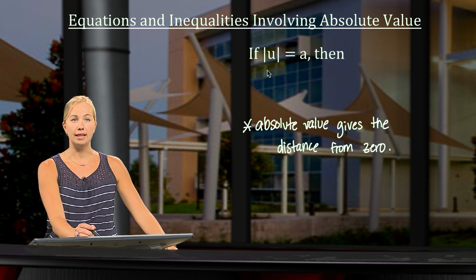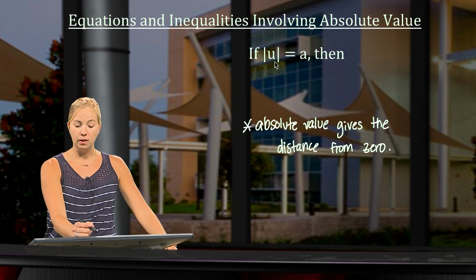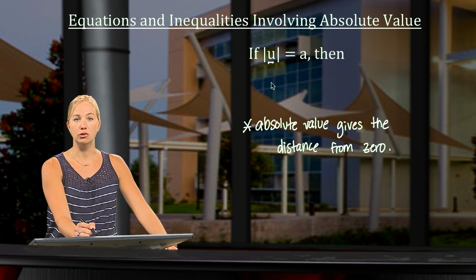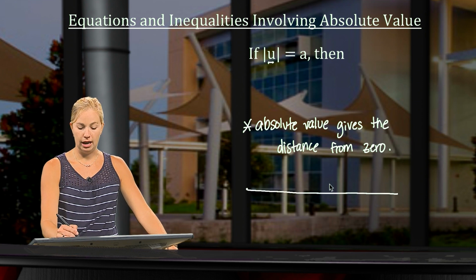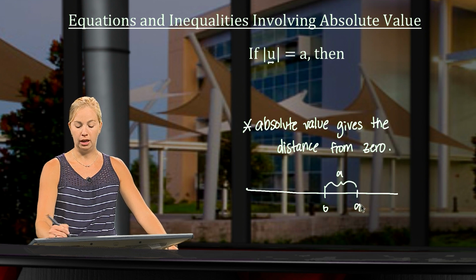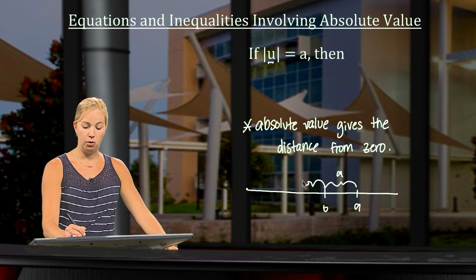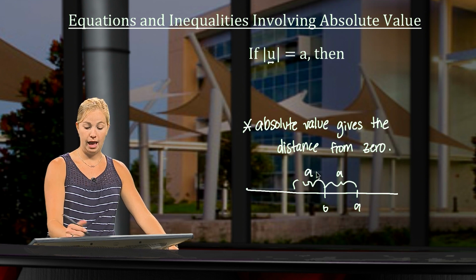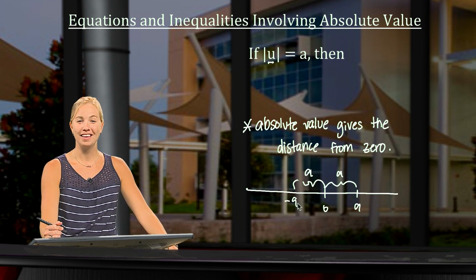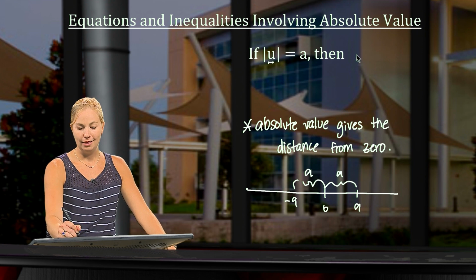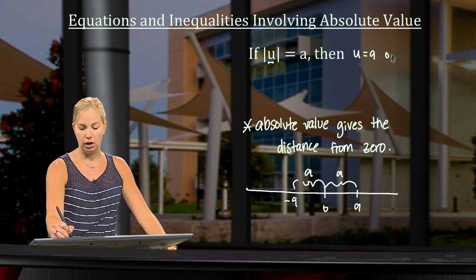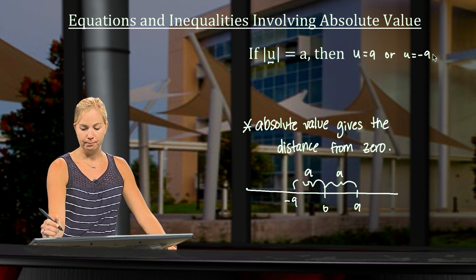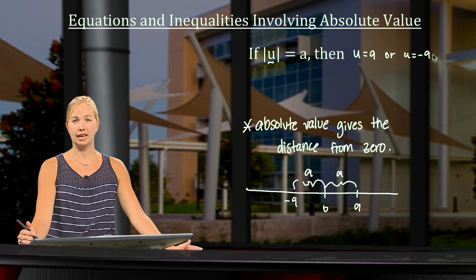So if I look at this statement, the absolute value of u equals a, what this is saying is that u is a units from 0. Looking at a number line here, 0, I can go a units to the right, putting us at positive a, or I can go a units to the left, putting us at negative a. So if the absolute value of u equals a, then u is equal to a, or u is equal to negative a. And this definition we're going to use to set up all of our problems.